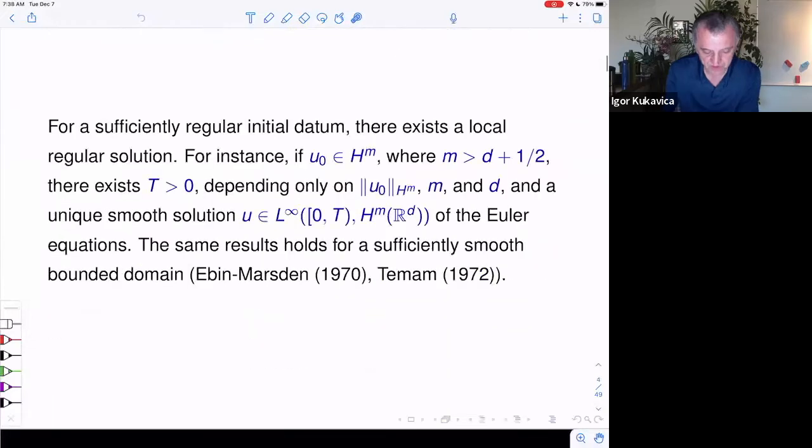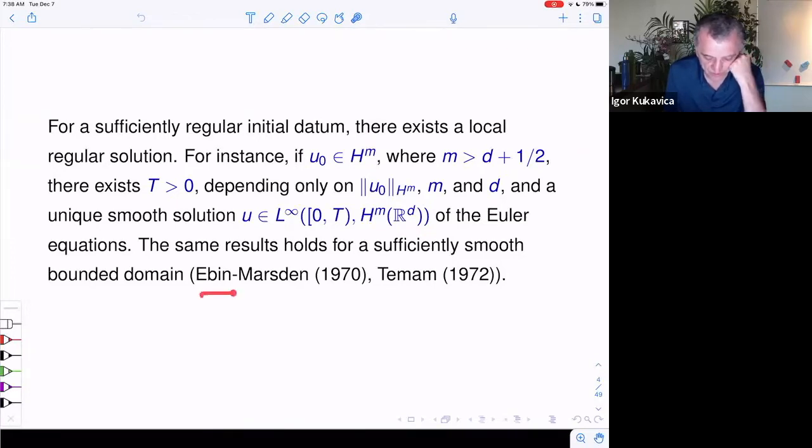And it is known in many different spaces, but for example in an L2 Sobolev space, that if the initial data is in H^m, where m is large enough, in particular bigger than d/2 + 1, there exists T positive depending on the initial data and on the parameters, and a unique solution which is smooth in the spatial variable, so it remains in the same space for the Euler equations. So these are classical results.